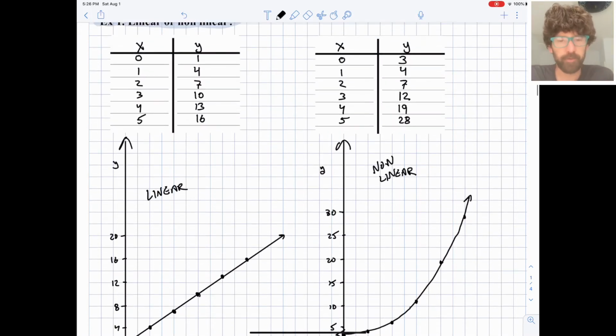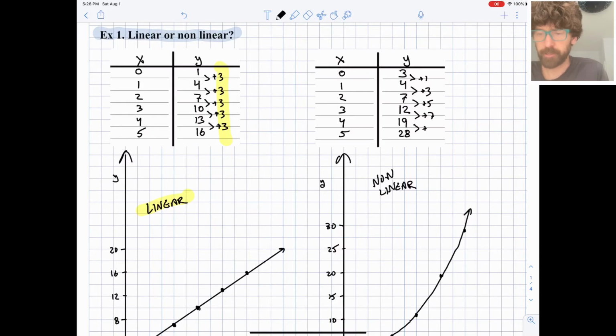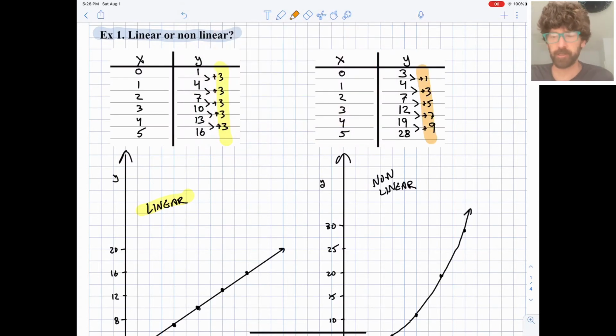Easy way to tell it just from the table, though, without needing to graph, is just look at the change. Okay, so this is plus 3 each time, and that stays consistent. So this consistent change makes it a linear pattern. This change is not consistent. Plus 9 there, okay? So what we're seeing here, the fact that the change varies makes it a nonlinear pattern. So it's steepening. You can see that the change is increasing. Okay? So that's evidence that it's a nonlinear pattern.